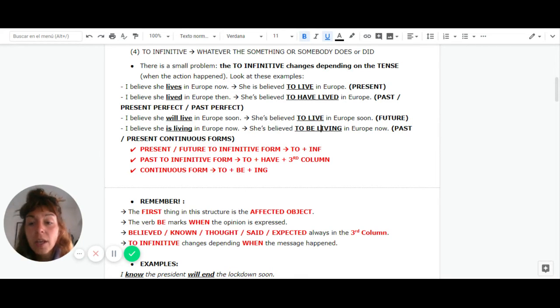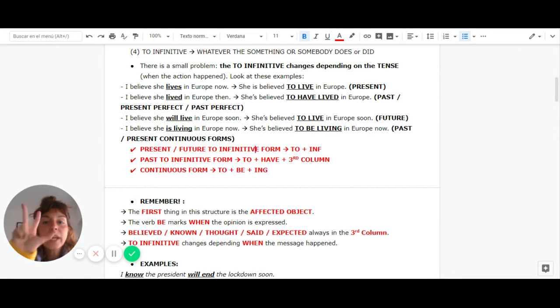Nada nuevo. Último ejemplo. I believe she is living in Europe now. Believe está en el presente. Pongo el verbo be en el presente y believed en la tercera columna. Pero el verbo más importante, is living, está en el continuous. Entonces, pongo to, pongo be y pongo la ing para mostrar que la acción estaba en la forma continua.